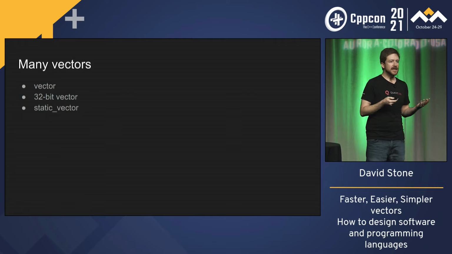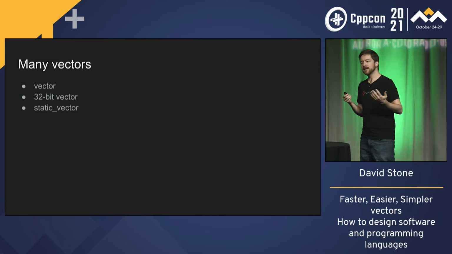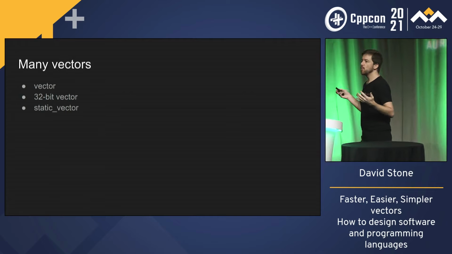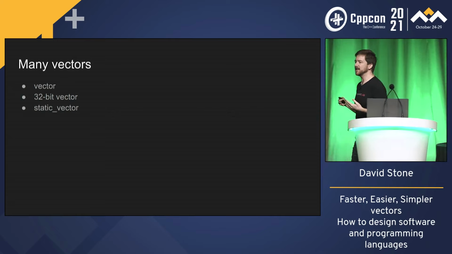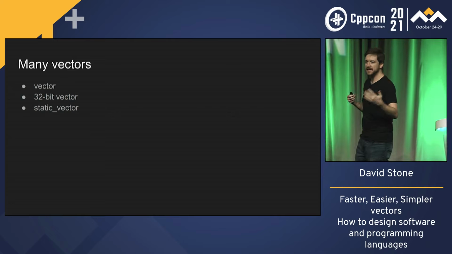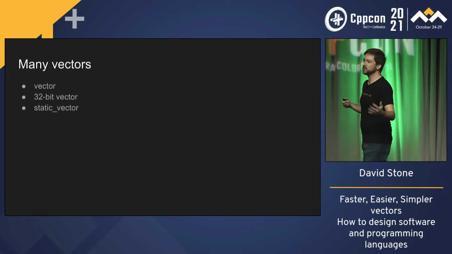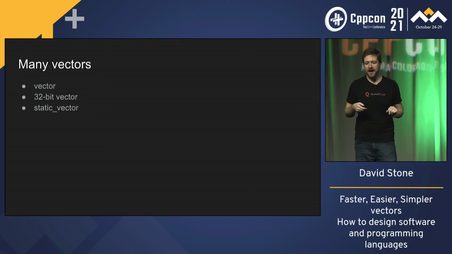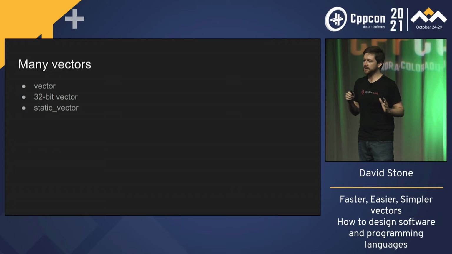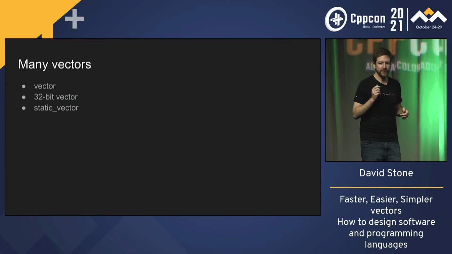Static vector is just like vector, except the elements are stored within the object. There is no dynamic allocation. So if you allocate the static vector on the stack, your elements will be on the stack. This was my whole presentation yesterday. I'm not going to go into too much detail here, but just give the brief overview.